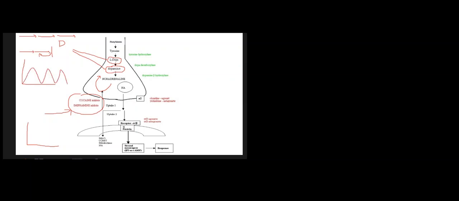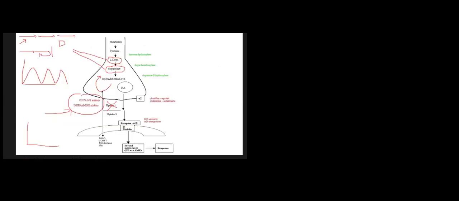What they are doing is blocking uptake one. They are stopping uptake one. Uptake two is this one. So this is uptake two, and this is uptake one. I'm going to spend just a few minutes on this because this is so important. This is how our psychiatric medications work, and how medications like levodopa work. So, uptake one and uptake two.